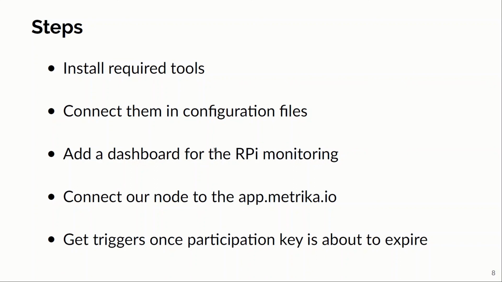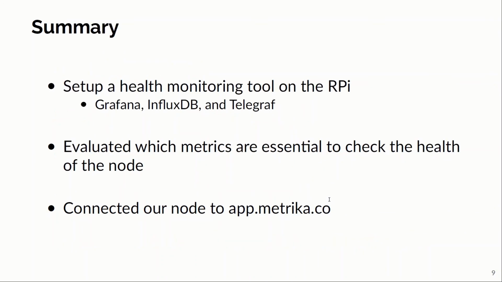So now that we have set up the dashboard tool, not only for monitoring of the health, but to monitor the node activity in the Algorand network, we are basically done. To summarize, in this tutorial we have learned how to set up a health monitoring tool on the Raspberry Pi using Grafana, InfluxDB and Telegraf. We also evaluated which metrics are essential to check the health of the node. Especially you have to keep an eye on the temperature, on how busy your CPU is, on the RAM, and of course the IO, in case there is something more happening. You are basically able to easily identify the bottlenecks in your system.